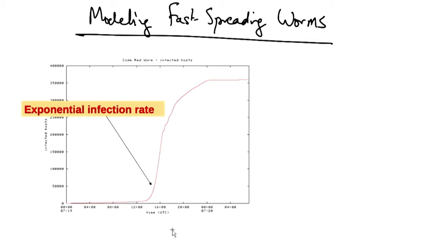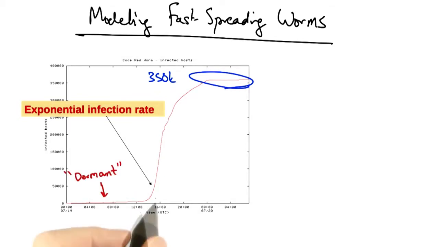Here is a plot showing the infection rate of the Code-Red 1 version 2 worm, which ultimately infected 350,000 vulnerable hosts. Note the shape of this curve. The worm is effectively dormant or spreading extremely slowly for quite a period of time, and then there's an inflection point, at which point the infection rate becomes exponential.